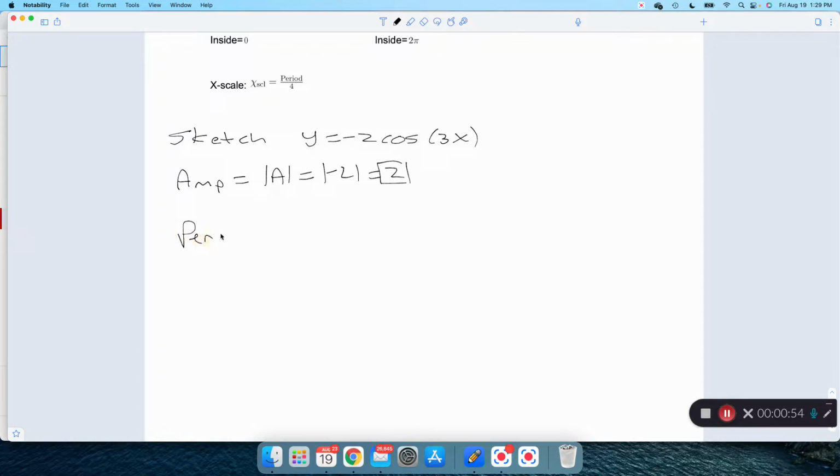Our new period is always the old period, 2 pi, divided by B. B is the number multiplying x. So 2 pi over 3. We're going to have some fractions in this one. Our phase shift is always the opposite of C over B. In this case, C is 0. So no phase shift. And our vertical shift is always up or down by K. K equals 0. There's no vertical shift.